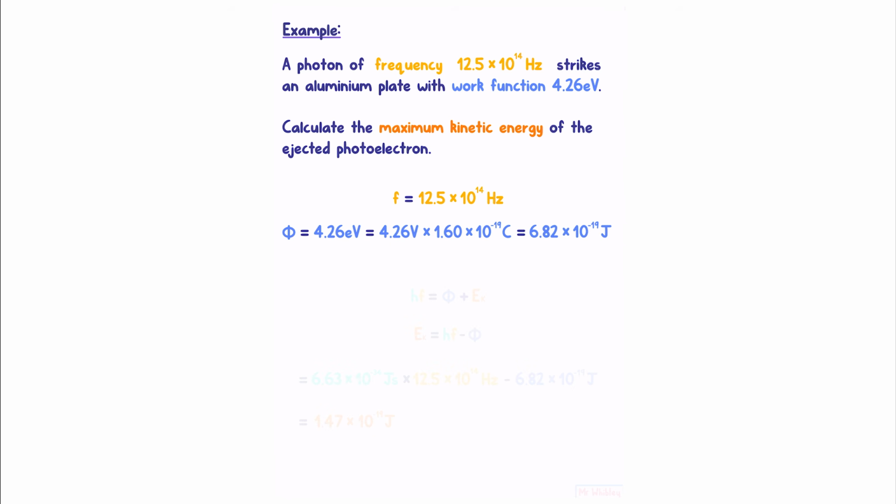And now using our equation that our photon energy is equal to our work function plus our kinetic energy, solving that for kinetic energy, we just put our numbers in, which gives us 1.47 times 10 to the minus 19 joules.